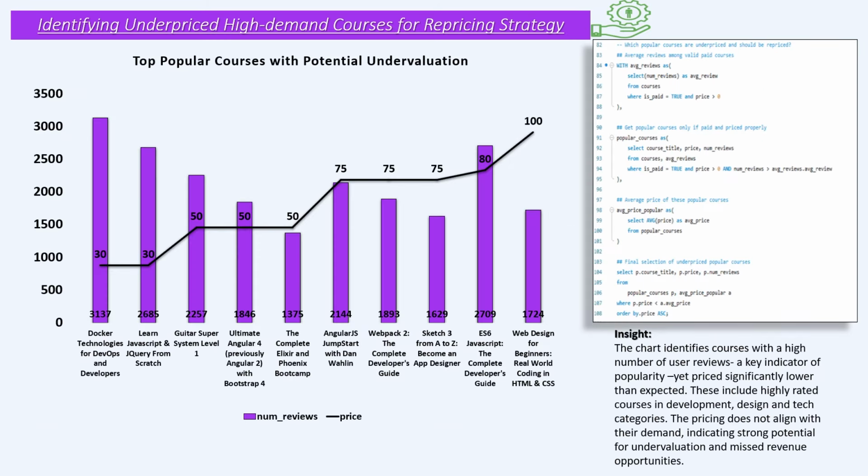Now we will go to this slide, which is identifying underpriced high demand courses for repricing strategies. The key revenue insight came from identifying underpriced but highly demanded courses. So I got this output here. I used three CTEs called average reviews, popular courses, and average price popular. What I got here is that these courses represent a huge missed opportunity, for which I recommend gradual price increases and building strategies to better align pricing with perceived value.